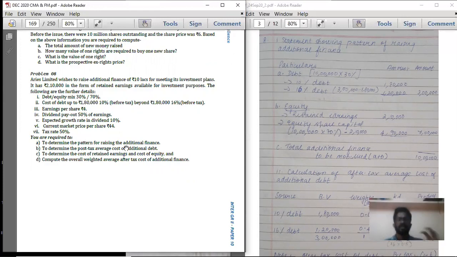That is simple. 30:70. 3 lakh is debt, 70%, that is 7 lakh, is equity. Out of the 7 lakh, 2,10,000 is reserves. Remaining 4,90,000 is issue of equity share capital. So that is the pattern of raising additional finance.